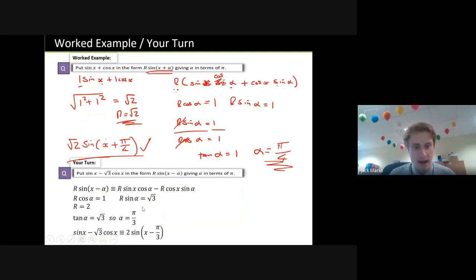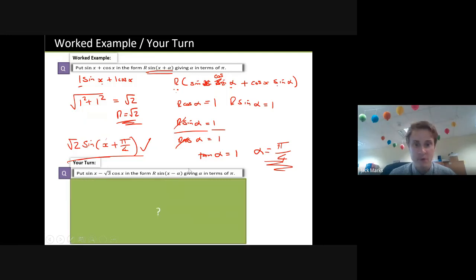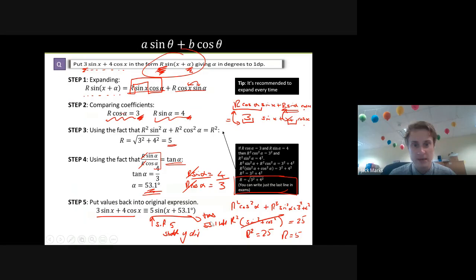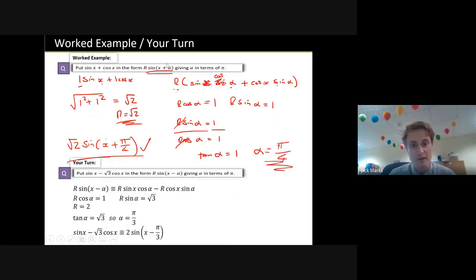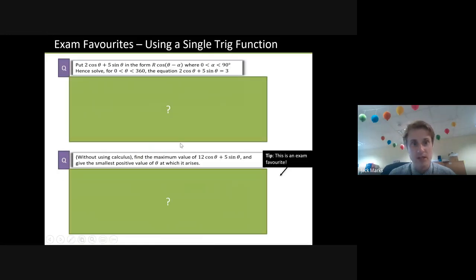Okay, and the r sine alpha, r cos alpha, you need to do that to get the correct value for tan alpha. So that takes a little bit more time. But we should have a final answer of 2 sine(x minus pi over 3) like that. So please make sure you follow those steps there. And it's pretty much rinse and repeat for that type of question. Very, very common exam question. Nice place to pick up a couple of marks.